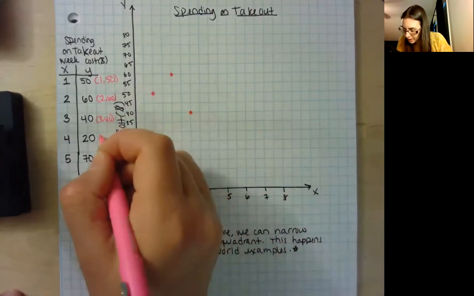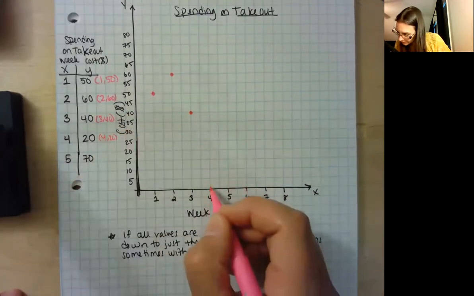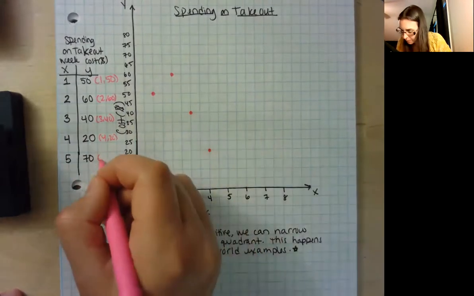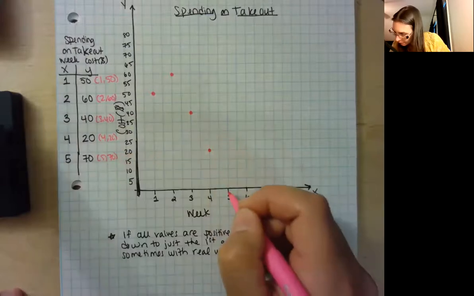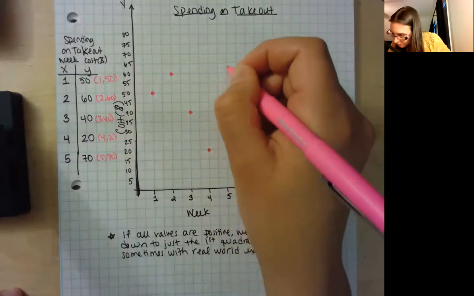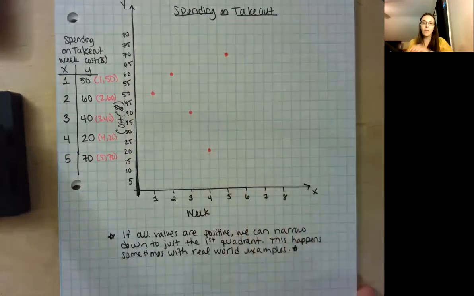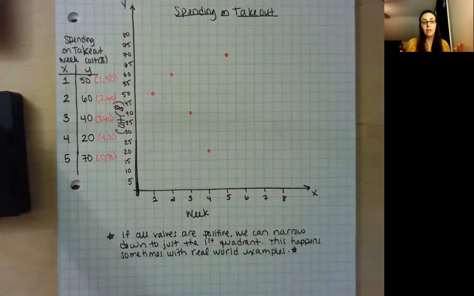In week 4, we only spent $20. And then in week 5, we bumped up to 70. So we went out a lot that week. So there is my graph for my spending for the first 5 weeks, let's say, since I started tracking it.